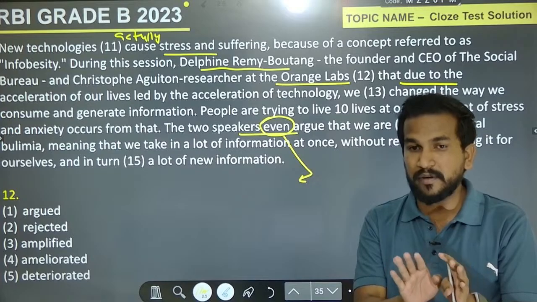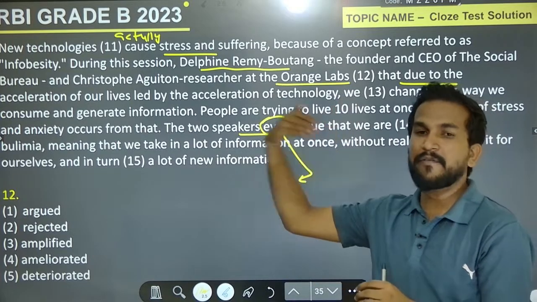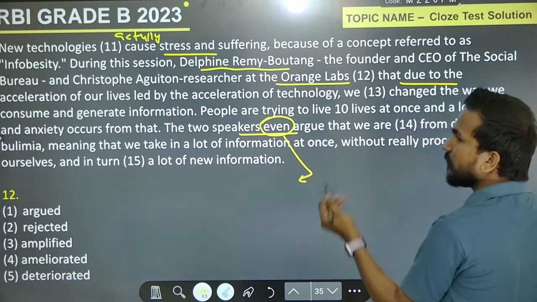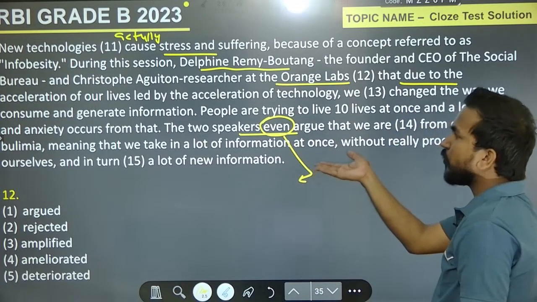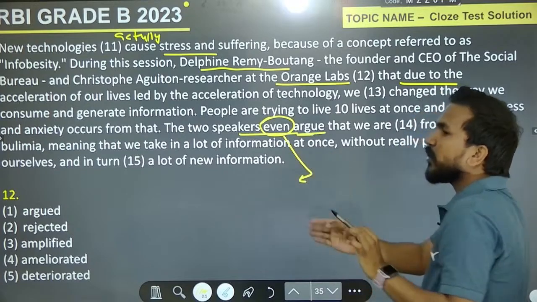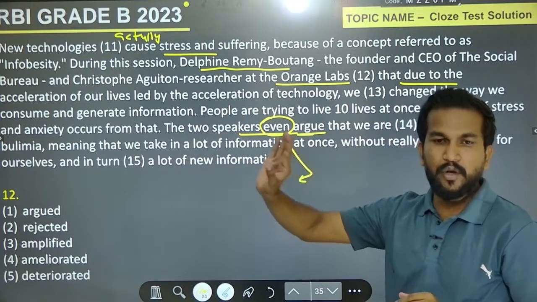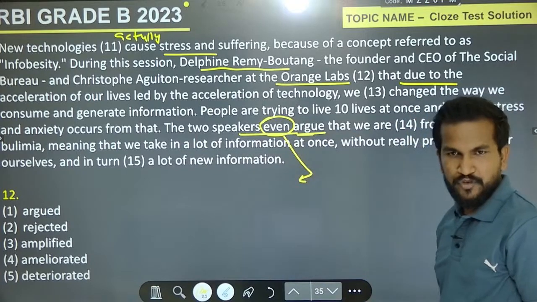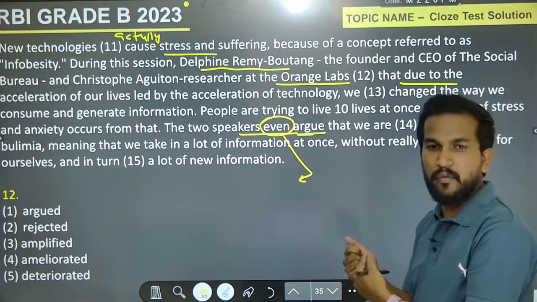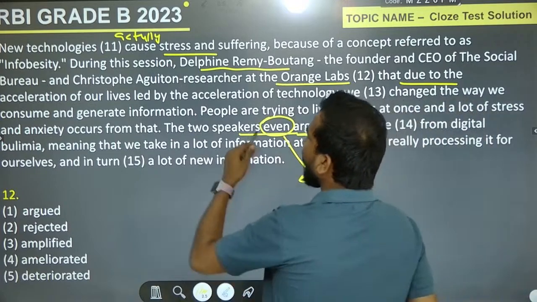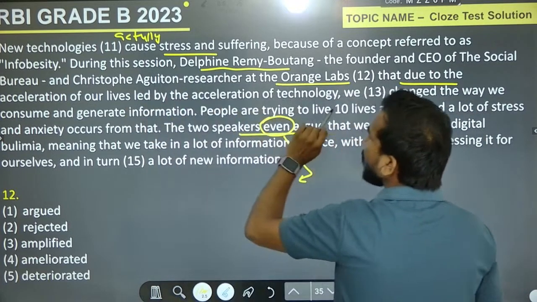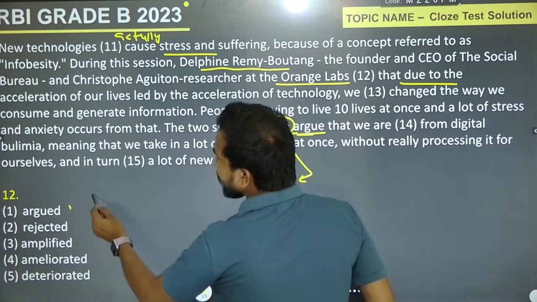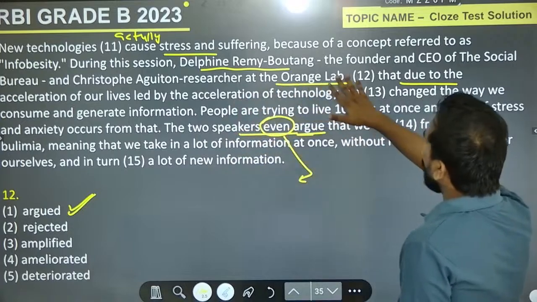You very well know about the word. If something has happened already, then definitely we can use the word that will conclude something, and that is "even." So how can we go for this concept? "Even argue." They usually argued on something, and now they are arguing even a topic also. So here we have the combination of forward or backward reading, and definitely there will be an argument between these two, and that was Delphine Remy. That is "argued." So where do we have it?